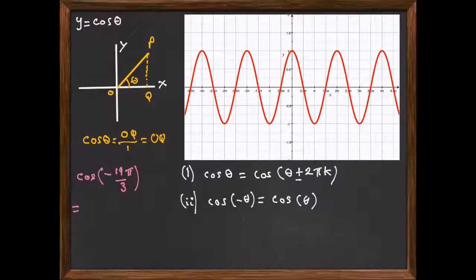If we want to express the cosine of minus 19 pi over 3 as a cosine of an acute angle, then we could simply add 6 pi to give us minus pi over 3. The cosine of minus 19 pi over 3 is equal to the cosine of minus pi over 3. And this equals cosine pi over 3.